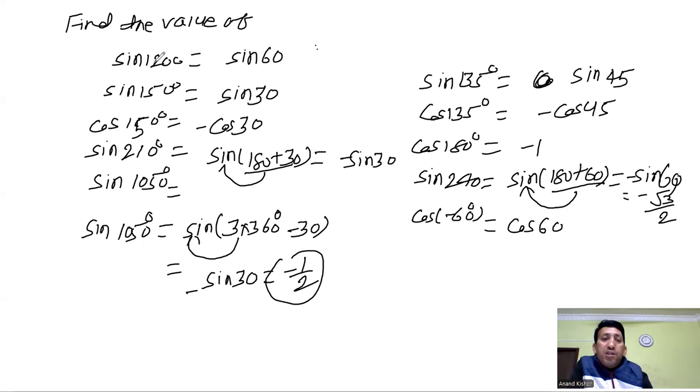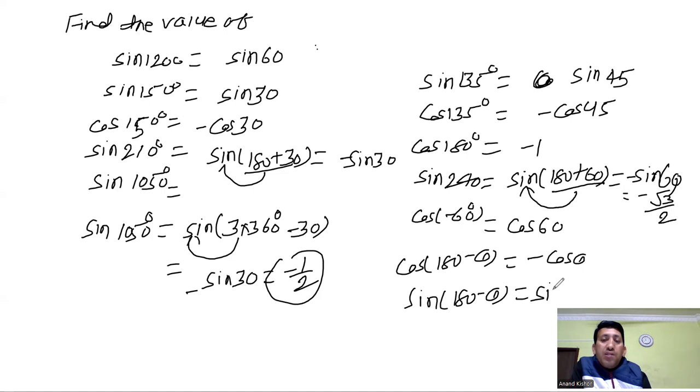So see how easy it is. We just have to remember that the supplementary angle of sine is the same. The supplementary angle of cos is the same but with the opposite, negative sign. So cos 150 is equal to minus cos 30, because cos of 180 minus theta is equal to minus cos theta, which we proved earlier. And sine of 180 minus theta is how much? Sine theta.